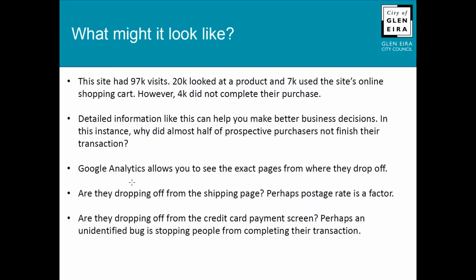Detailed information like this can help businesses make better decisions. In this instance, why did almost half of prospective purchasers not finish their transaction? Google Analytics can help because it allows you to see the exact pages from where people drop off. Are they dropping off from the shipping page? In that case, perhaps postage rate is a factor. However, if they are dropping off from the credit card payment screen, that might suggest an unidentified bug is stopping people from completing their transactions.